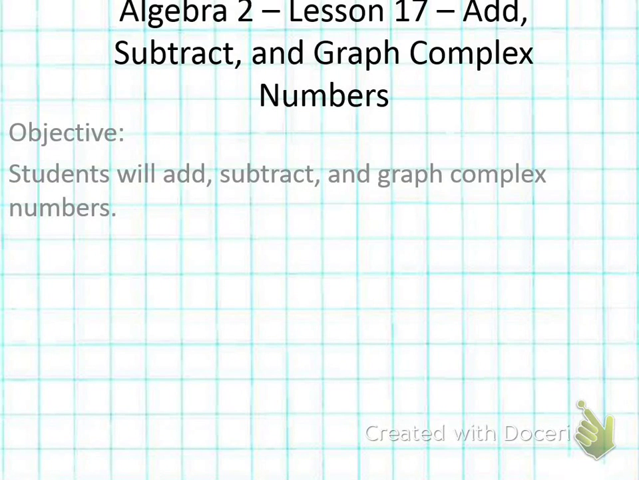Okay, this is lesson 17 for Algebra 2. We're going to add and subtract, and it says graph complex numbers. We're not even going to graph, we're just going to do add and subtract today, because graphing, we don't have to worry about that for now. So we're just going to add and subtract complex numbers. And the objective is students will add and subtract, not graph complex numbers, so don't worry about graphing it. I don't think you're going to visit that in the future.